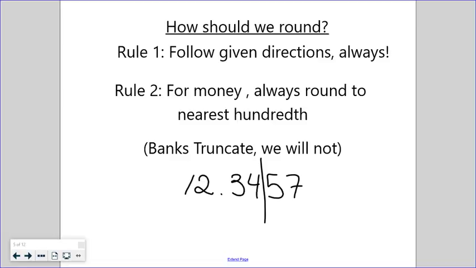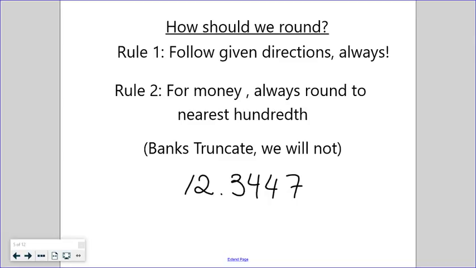We are not going to get that detailed with this whole thing. Round numbers like you know how to round numbers. With that being said, let's talk about rounding numbers. You round like you know how to round. Banks truncate, we will not. We will not truncate a number. Banks would.